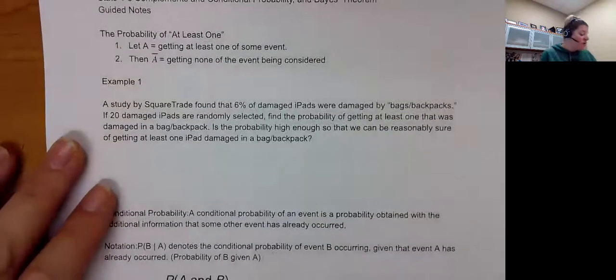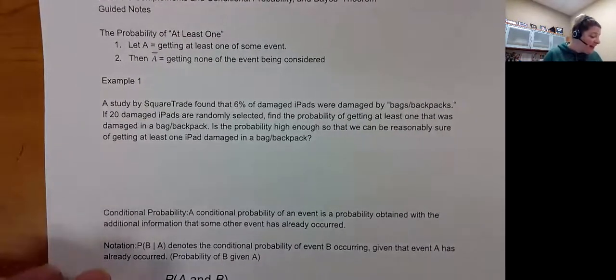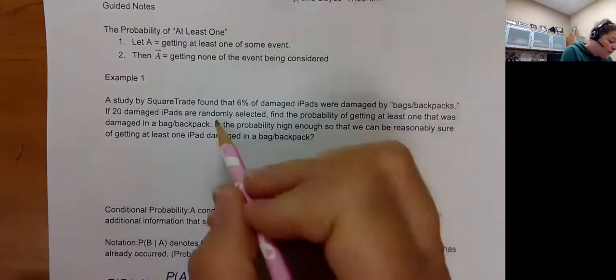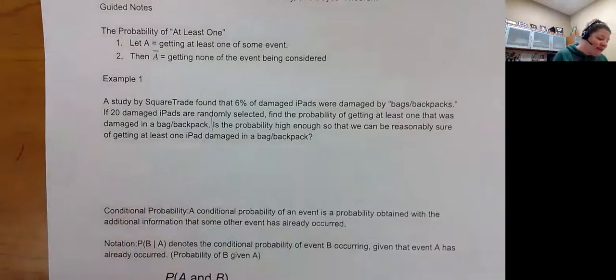Let's look at this first question here. A study of Square Trade found that 6% of damaged iPads were damaged by bags or backpacks. If 20 damaged iPads are randomly selected, find the probability of getting at least 1 that was damaged in a backpack. We'll start there, and then we'll answer the other question. So we're going to find the probability of getting at least 1 damaged by a backpack. So we have 20 damaged iPads.